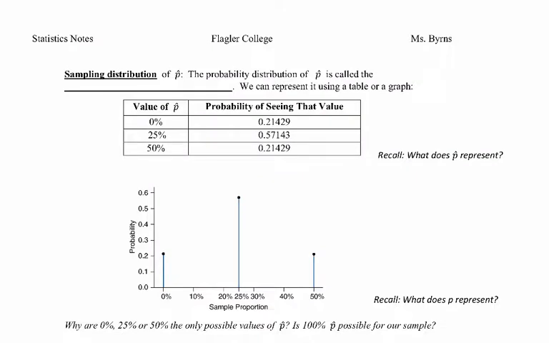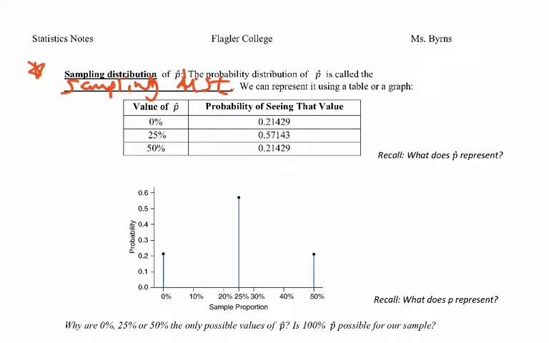All right. So what we've done here is we've created what's called a sampling distribution. The sampling distribution of p hat is an important term. This is the probability distribution for our sample proportion, p hat. So the probability distribution of p hat is called the sampling distribution. Sorry that's so messy. We can represent this using a table or a graph. Remember in chapter 6 we talked about a probability distribution. That's basically what this is: a probability distribution for our sample proportion.